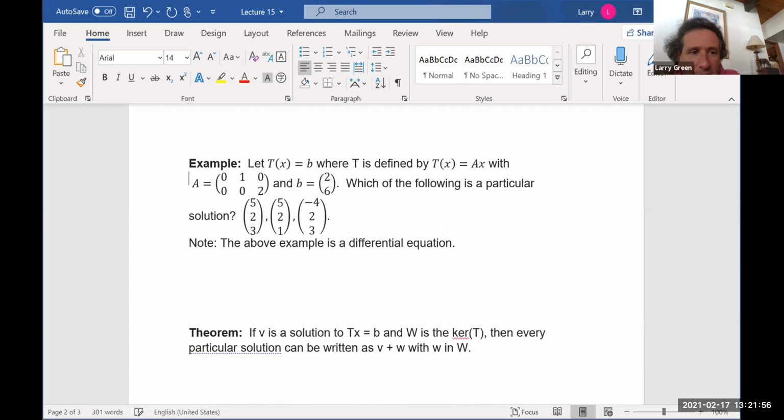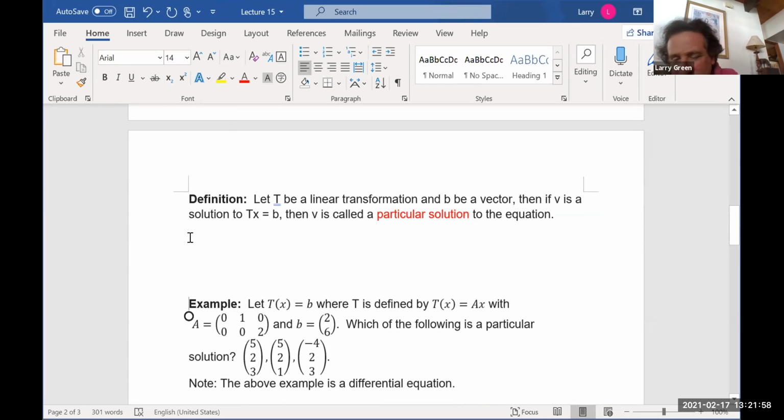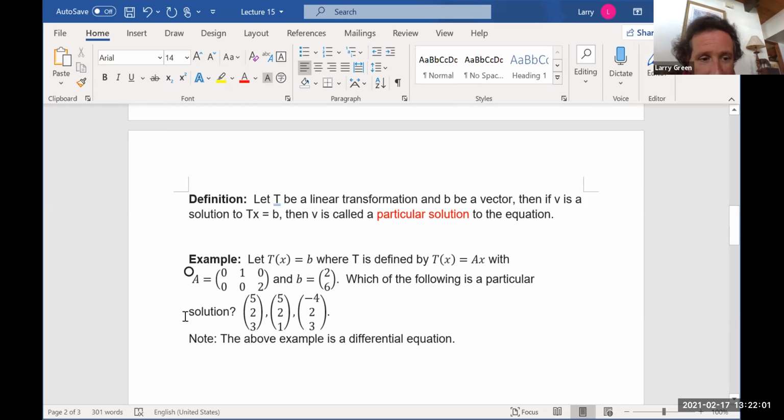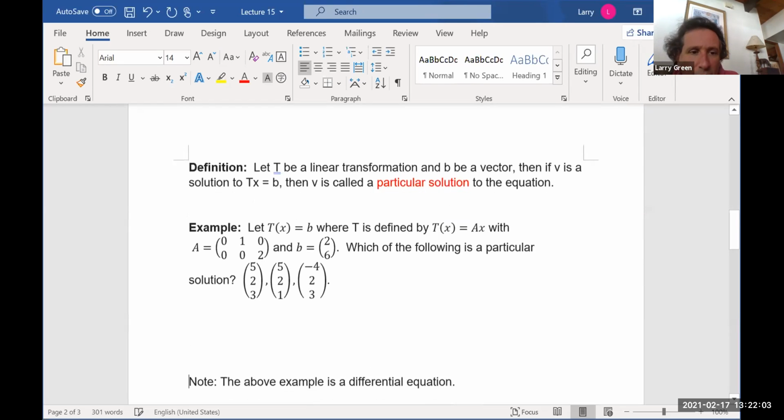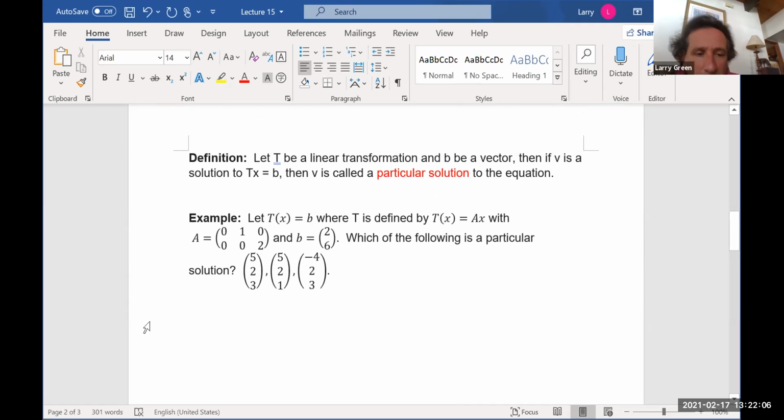I think I'm going to do this so you can actually see the definition. Okay, we have 5, 2, 3, 5, 2, 1, negative 4, 2, 3. I want to see if you can come up with the answer. There might be one of them works, might be two of them work, might be none of them work, maybe all of them are particular solutions. You have to tell me. So again, good thing in the chat box, you can let me know. And if you want to call them A, B, C, in order.